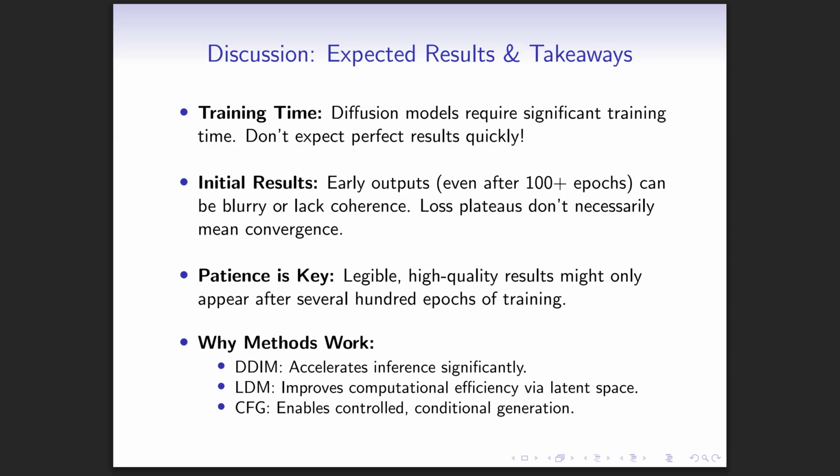And the key takeaways: diffusion models need significant training time and patience. Initial results might be blurry, but DDIM drastically speeds up sampling. Latent diffusion makes higher resolution feasible, and CFG gives us control over generation. These combined methods are essential for building practical diffusion model pipelines.